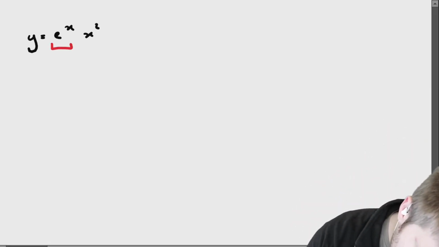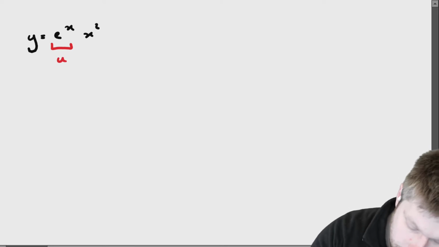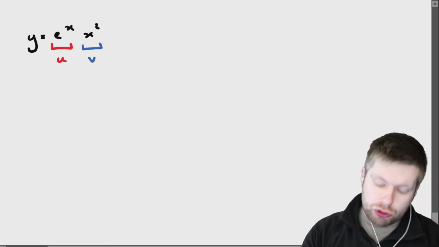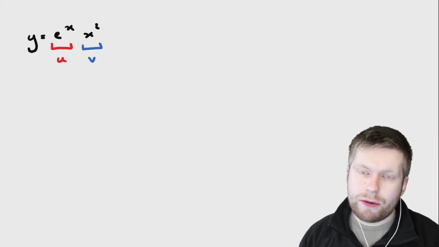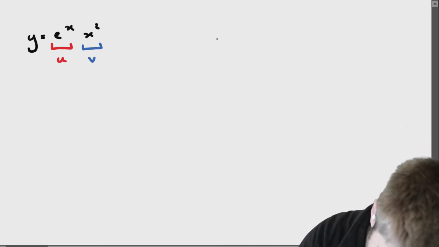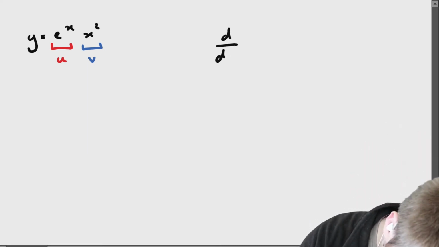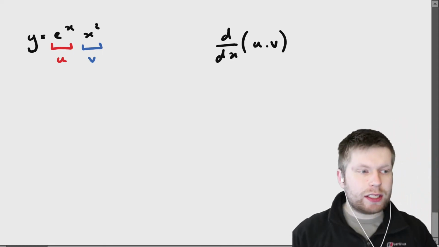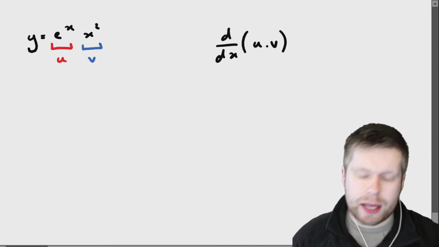My first function is e to the power of x. I'm going to call that u. My second function is x squared. I'm going to call that v. So just remember the derivative of a product of two functions, so if I want to differentiate two functions being multiplied together, in this case u times v, my u function is e to the power of x, v is x squared.